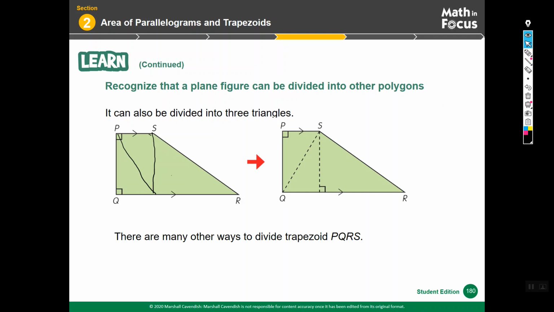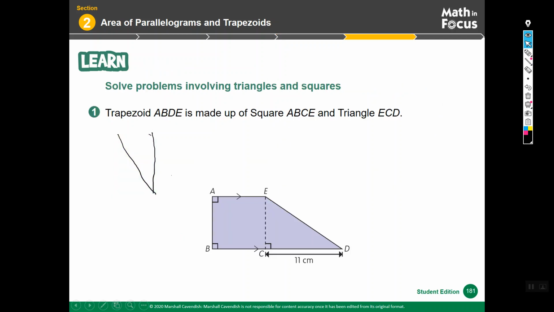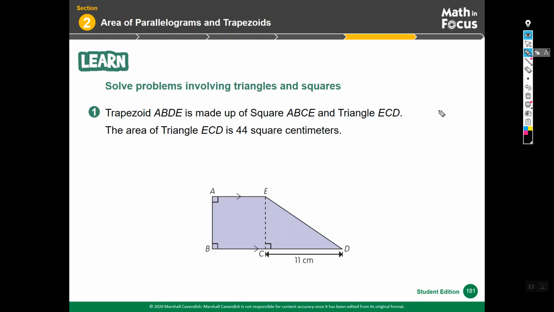There are many ways you can divide up a trapezoid. Trapezoids are great shapes, very versatile. So trapezoid ABDE is made up of a square, so all sides are going to be the same length, and a triangle, E, C, and D. And right here, all we know is C and D, and that's certainly not enough for us to solve this, so let's move forward and see if they give us a little more information. And they do. They tell us what the area of the triangle is. Now, we did some of these problems, so now we have enough information that we can actually solve this problem.